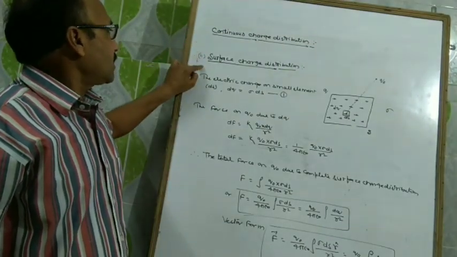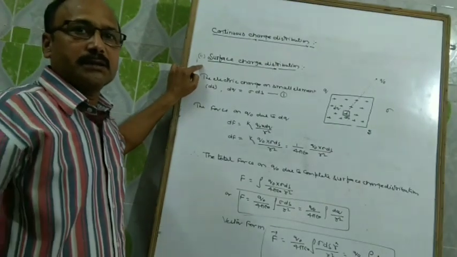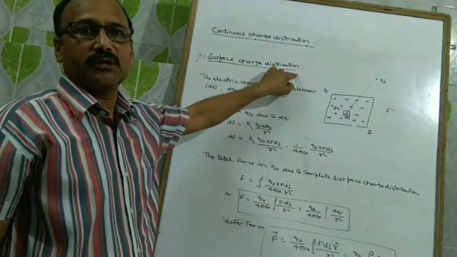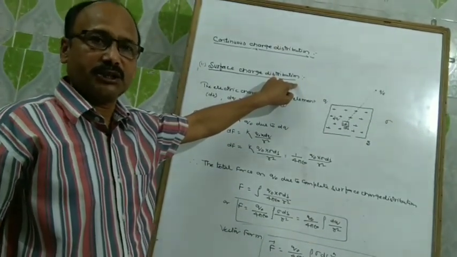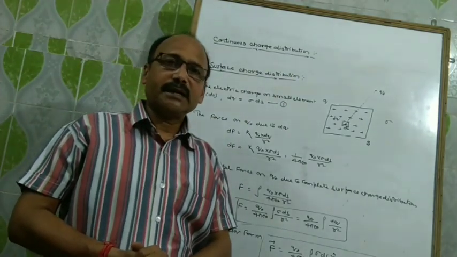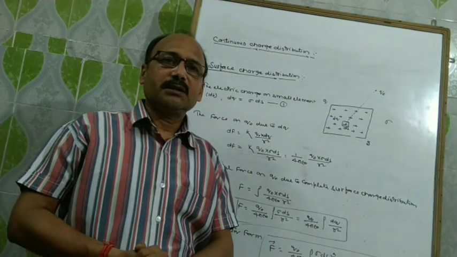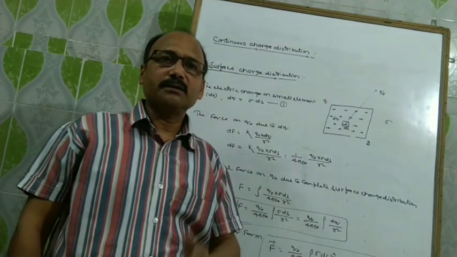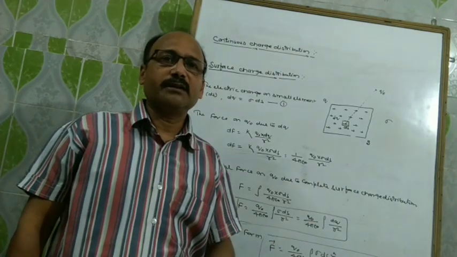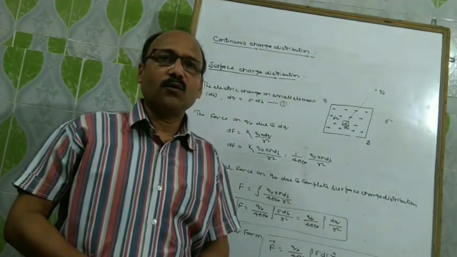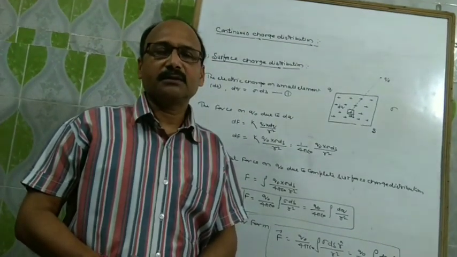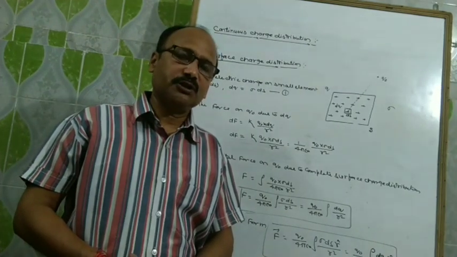After the linear charge distribution, its second part is surface charge distribution. So first of all, we have to note the definition of surface charge distribution. When the electric charge, closely spaced and uniformly distributed over a sheet, is known as surface charge distribution.